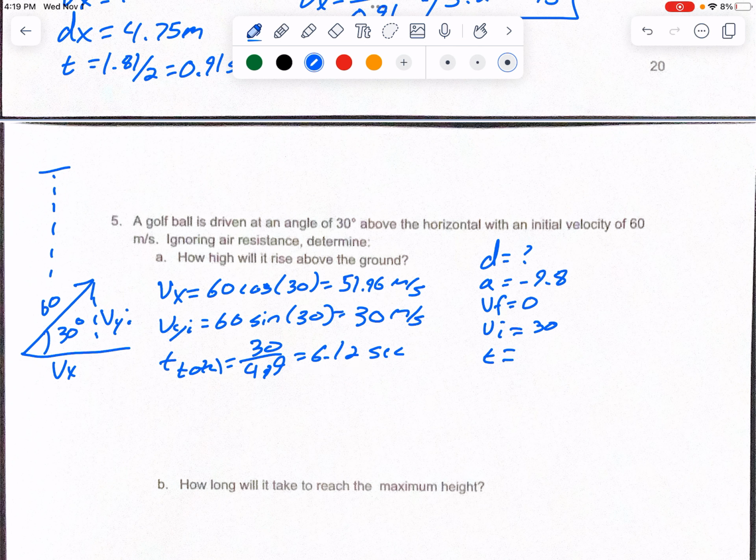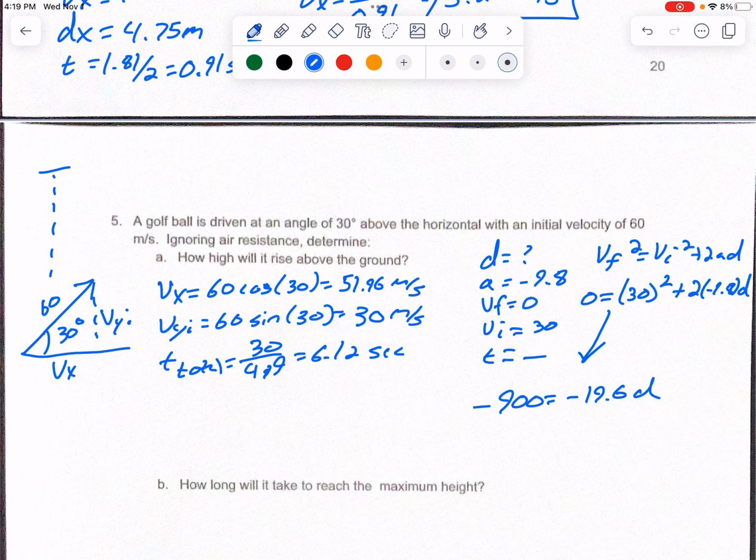So I'm going to leave off time. That means I'm going to use equation number 5. VF squared equals VI squared plus 2AD. So VF is 0, VI is 30, and that's squared, plus 2 times negative 9.8 times distance. I'm going to take that 30 squared and move it over to the left side. I'm going to bring this down here so I have more room. So negative 900 equals negative 19.6d. So I just multiplied 2 and negative 9.8.